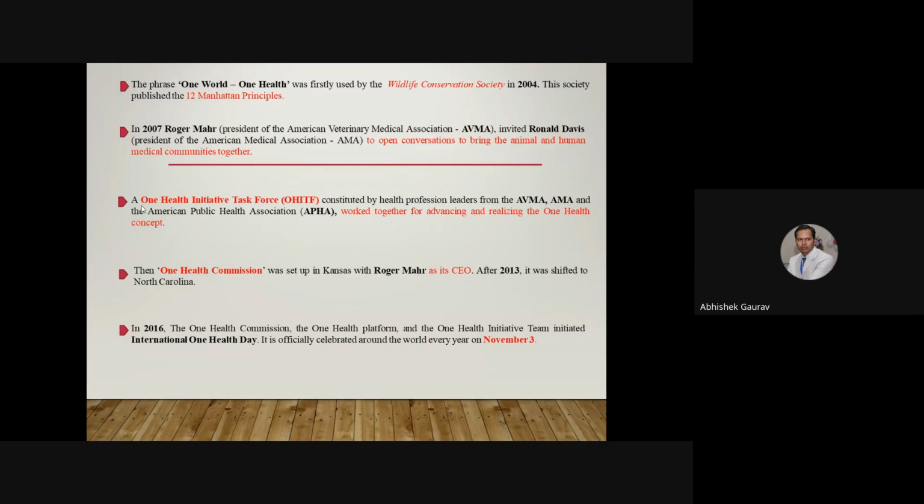Then there was OHITF, One Health Initiative Task Force. Later on, One Health Commission was constituted in Kansas. And in 2016, it was decided that 3rd November will be celebrated every year as the International One Health Day. So these are some of the developments in the field of One Health. We would like to take one by one.